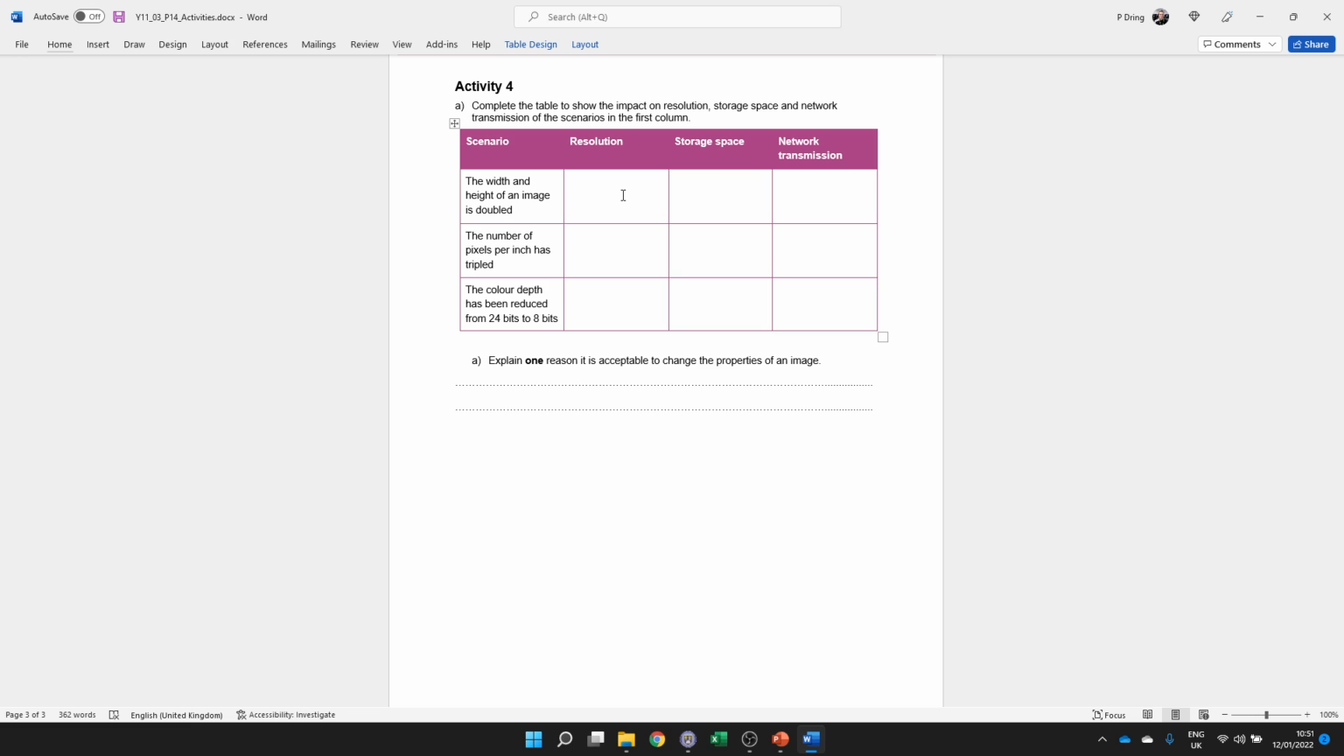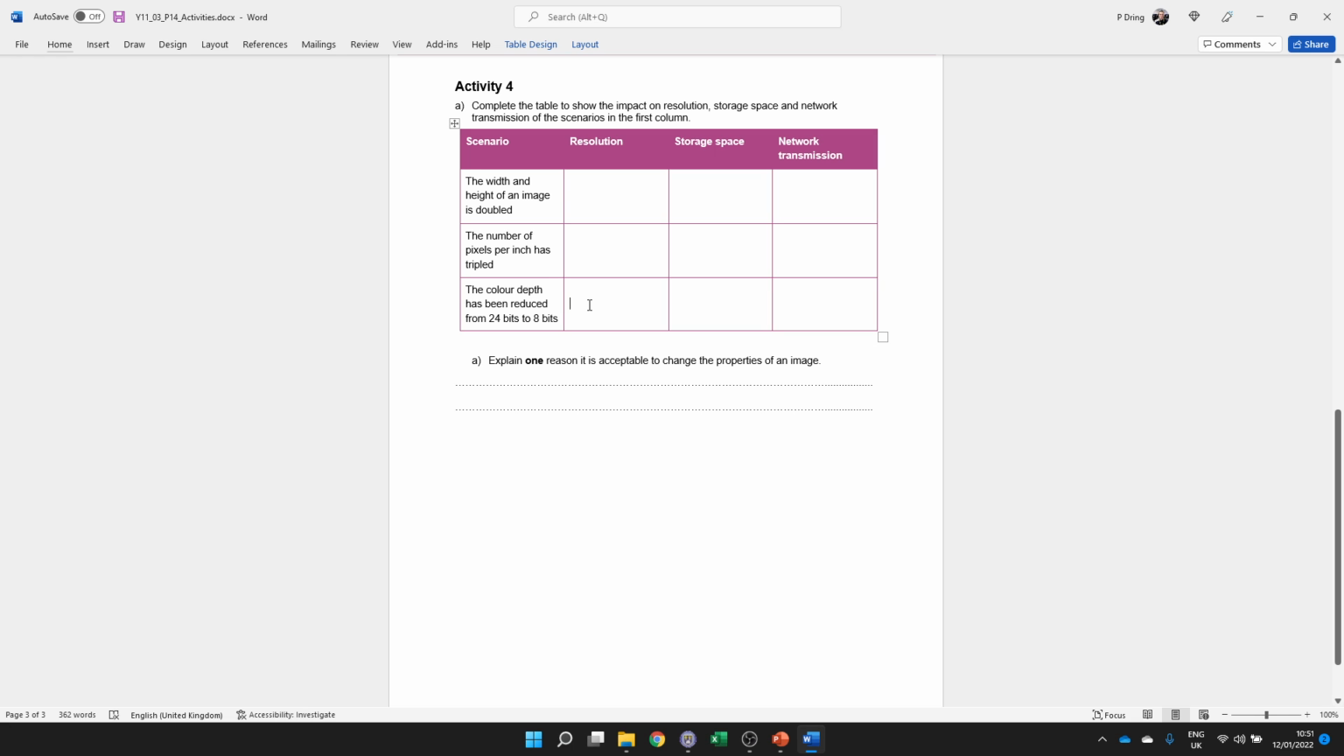It's going to be physically smaller, but it will take up the same amount of space on disk. It's still the same number of pixels, it's just the pixels are closer together, so storage space is the same. If storage space is the same, network transmission is the same. Nothing's changed there. It's still the same number of bits. Those bits still have to be transmitted. It takes the same amount of time.